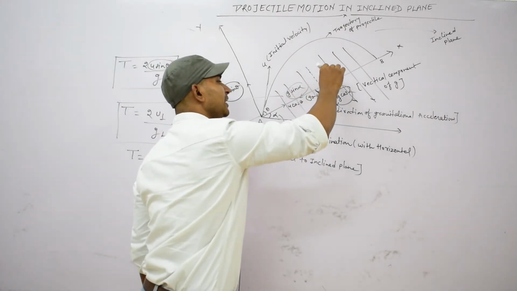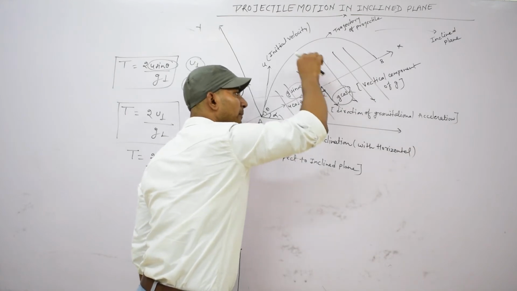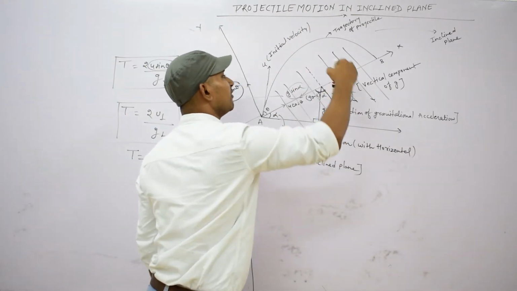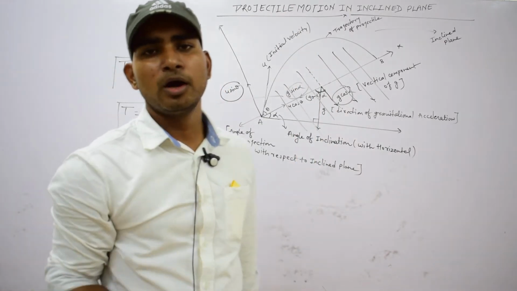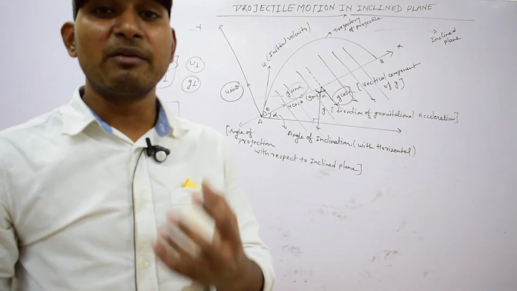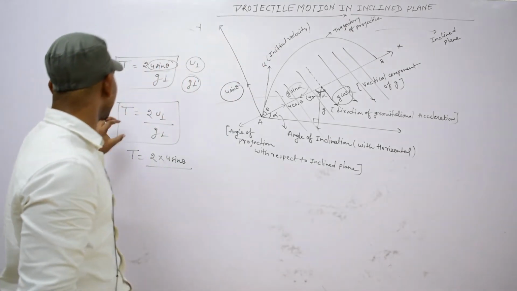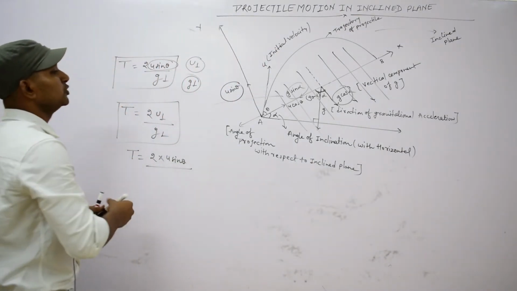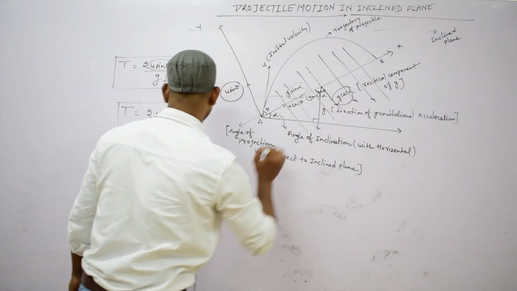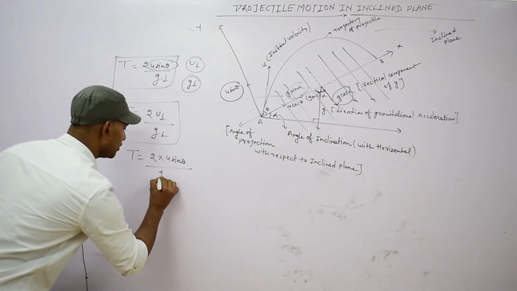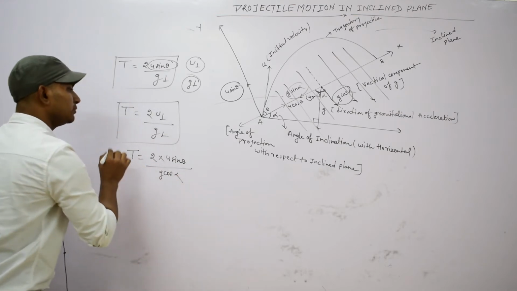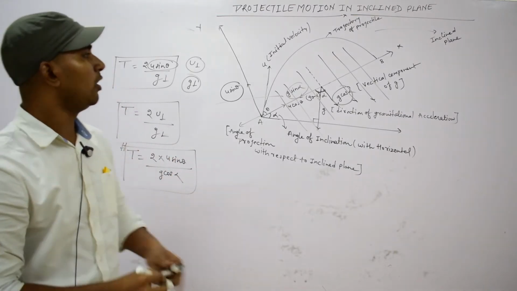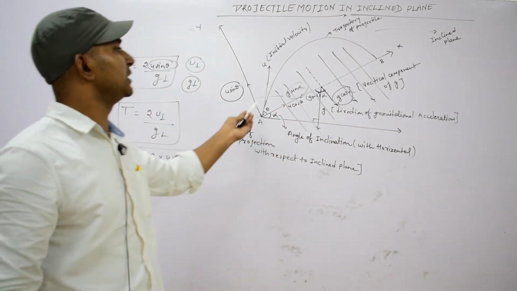And g cos alpha component is acting perpendicular downward with respect to this particular xy plane. Means in a vertical upward direction, the same component will be there but with the negative sign. But here, for the time period, we are just finding the time period's magnitude. So simply we have to use the vertical component of this acceleration, that will be g cos alpha. So this is the formula for our time period of projectile motion in the inclined plane.